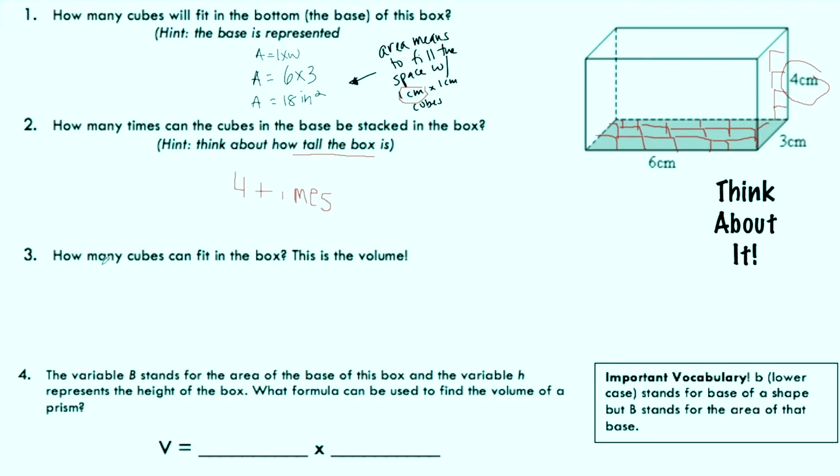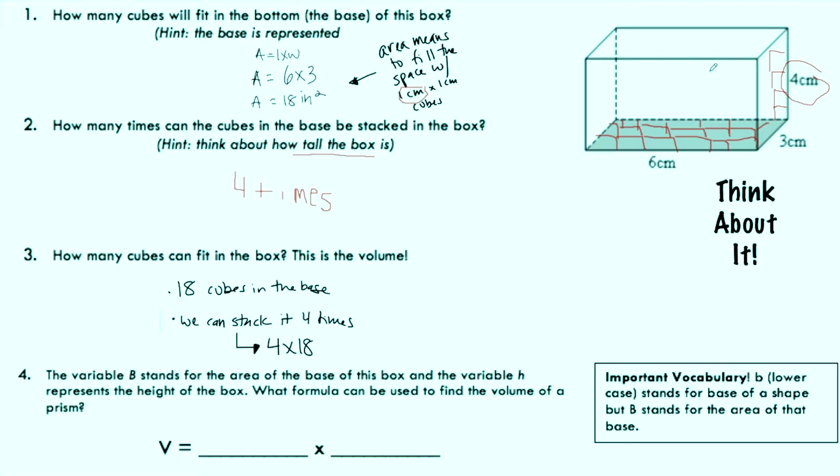So how many cubes are we going to fit in this box? This is going to be the volume. So let's recap what we talked about in questions 1 and 2. There's 18 cubes total in the base. We can stack those 18 cubes 4 times. So I'm basically repeating the 18 cubes 4 times, right? I do 18 cubes, and then 18 cubes again, then 18 cubes again, and then 18 cubes one more time to fill this total box. That means I'm probably going to have to multiply 4 times 18 because that's repeated addition.